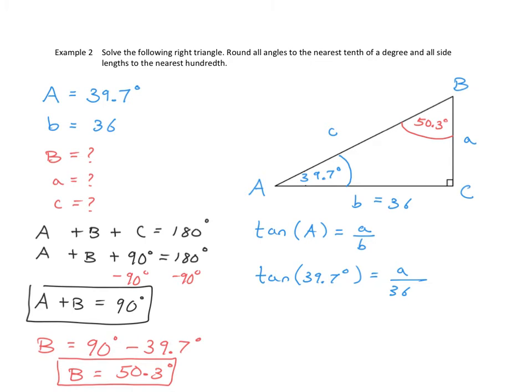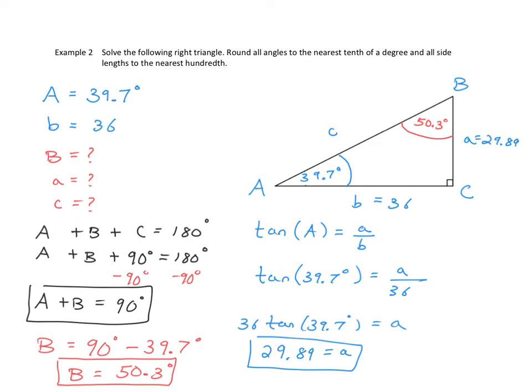All right, so let's do that. I have 36 times tangent of 39.7 is equal to A. My calculator is already in degree mode, so I'm just going to type in 36 times tangent of 39.7. Let's see what we get. And I get, rounded to the nearest hundredths place, 29.89. That's A. That's this.